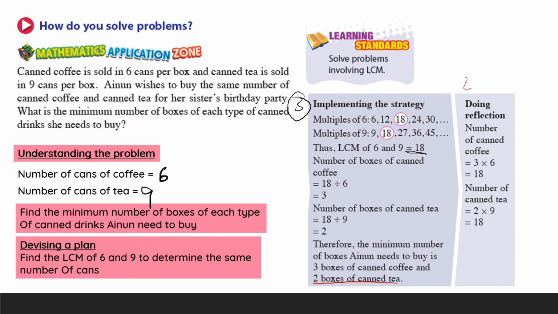After that, the final step is doing reflection. Number of canned coffee equals 3 multiplied by 6 equals 18. Number of canned tea, 2 multiplied by 9 equals 18.